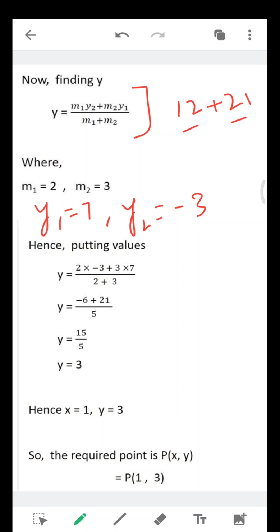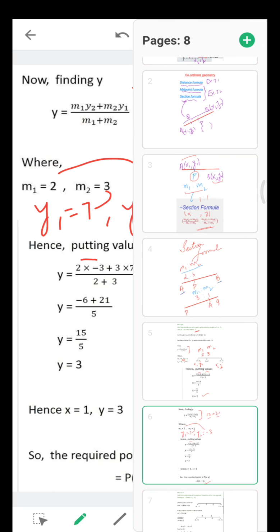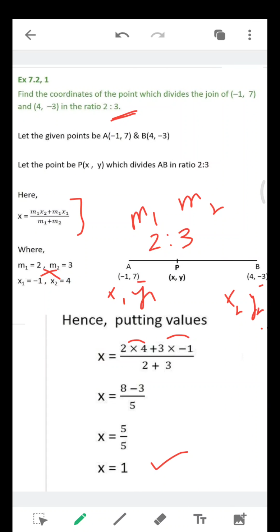Hence, putting the values in the formula: m1 is 2, so m1 y2 is 2 into minus 3, and m2 y1 is 3 into 7. So 2 threes are minus 6 and 3 sevens are 21. If you subtract, you get 15 by 5, and 15 by 5 is 3. Therefore x comma y is 1 comma 3. This is the point which divides the line joining these 2 points.